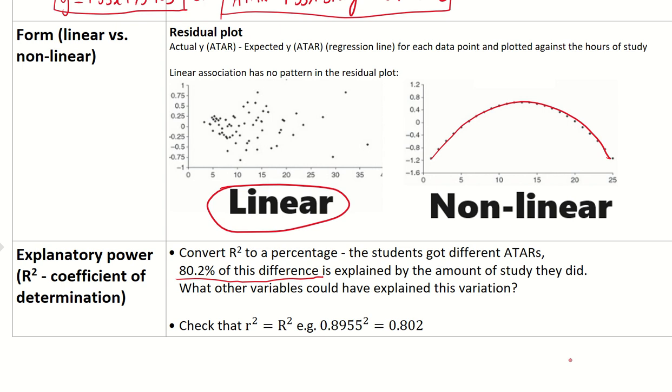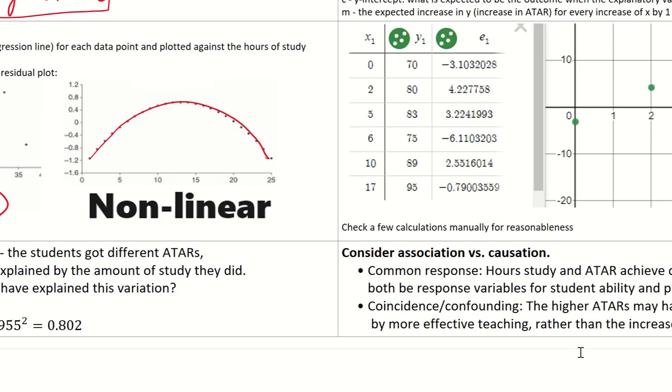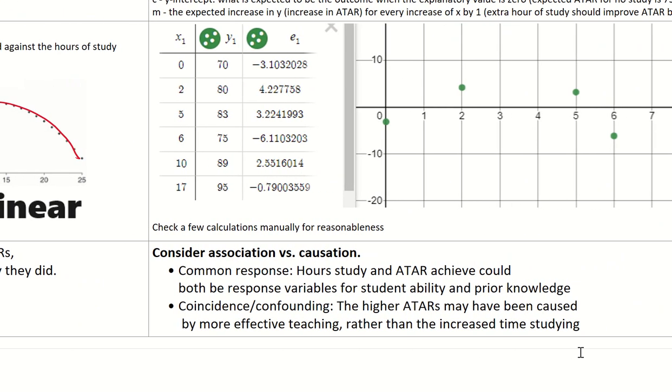And in terms of what else can we check for reasonableness, we can check that our R value that we calculated before, 0.8955, when we square it, we get the R squared value. Okay, so it's just another little check that you can do along the way. Is there anything else we should discuss regarding the R squared? Yep, absolutely.